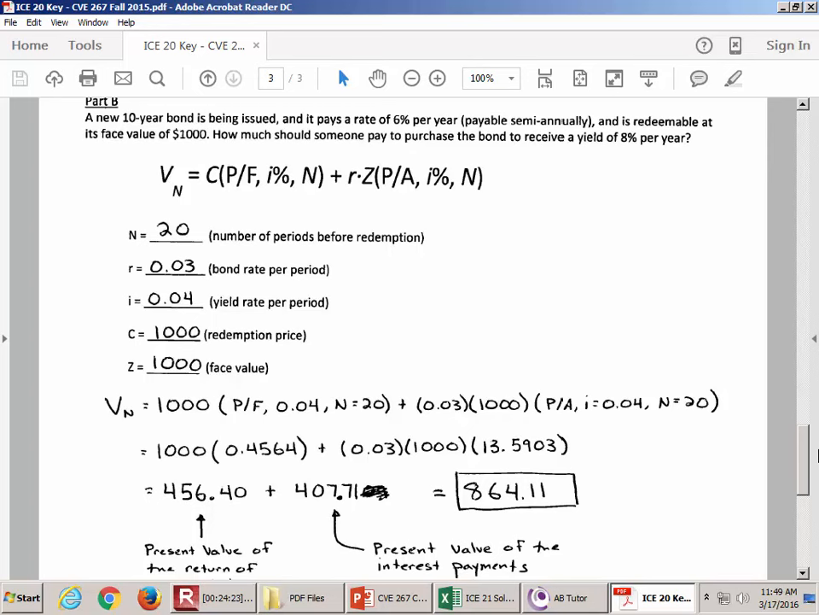Because the face value and redemption price are the same unless the problem statement tells you otherwise. You assume that they're the same unless it says they're not.